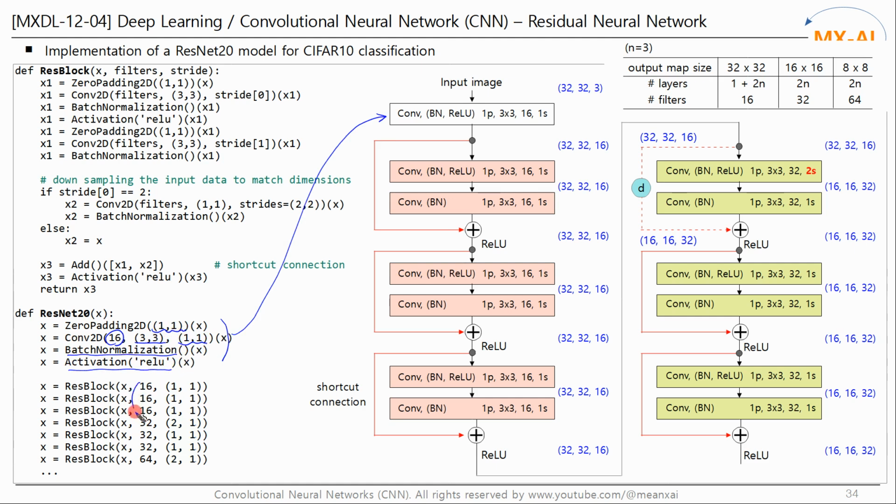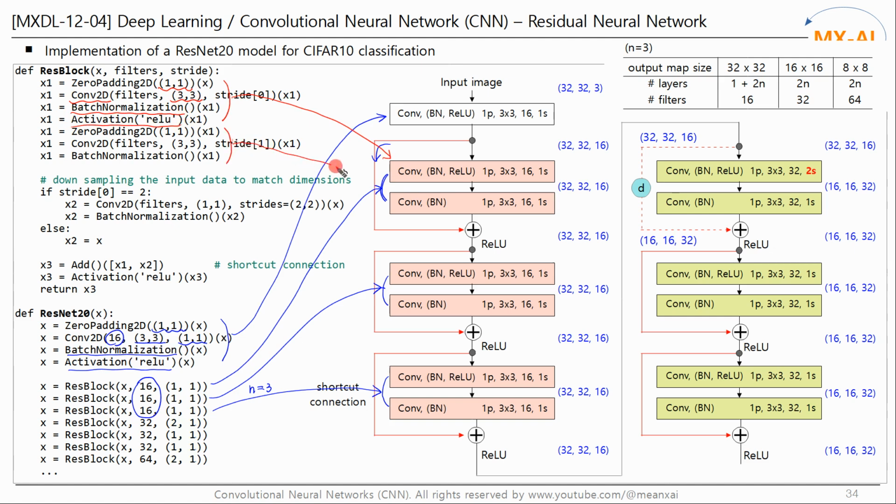Then we add 3 residual blocks, each with 16 filters. This is a model where n is 3. Each residual block consists of 2 convolutional layers and 1 shortcut connection. This code creates the first convolutional layer inside the residual block. Add a 1 by 1 padding to the input data and create a convolution layer with 3 by 3 kernels. And then we perform batch normalization and ReLU activation function.